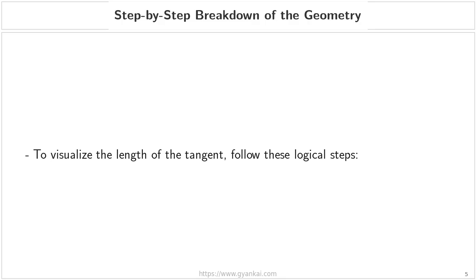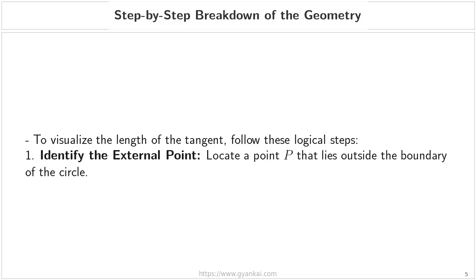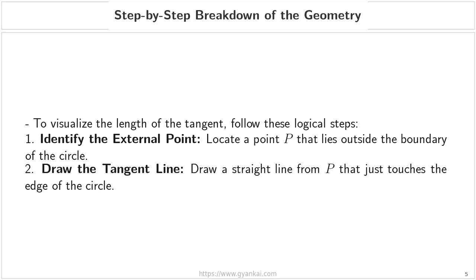Step-by-step breakdown of the geometry. Now that we have defined what the point of contact and the tangent segments are, let's put it all together. To help you visualize exactly how to find the length of a tangent, I want you to follow these 5 logical steps. First, you need to identify the external point. Start by locating a point, which we will call P, that lies anywhere outside the boundary of your circle. Second, draw the tangent line. From that point P, draw a straight line that extends toward the circle, making sure it just barely touches the edge without ever entering the interior.